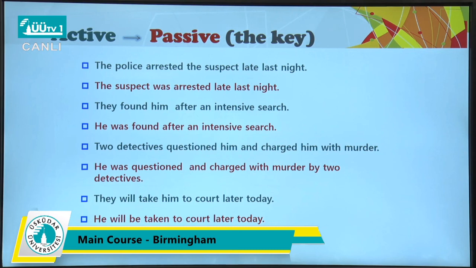They will take him to court later today. This is future tense. Him is our object, so it should be at the beginning of the sentence as the subject. So he will be, I told you we have will be plus past participle. He will be taken to court later today.